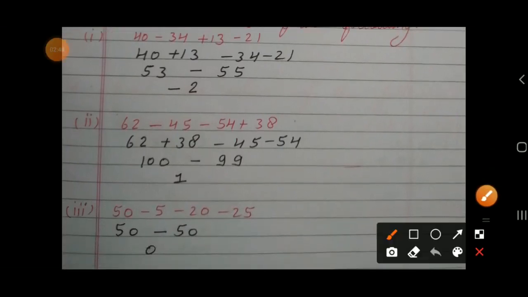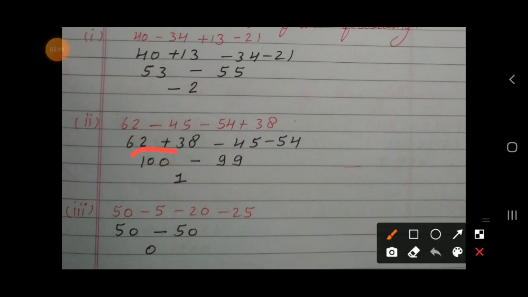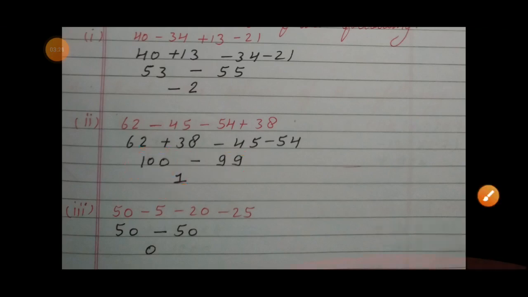Second part, 62 minus 45 minus 54 plus 38. 62 plus 38, positive, take together, and minus 45 minus 54, negative, yes, we will take these together. On adding the positive integers, 100 we are getting. On adding the negative integers, minus 99. On subtraction, 1. Yes, 100 is greater than 99, and 100 is here with a positive sign. That's why 1 will go with a positive sign.